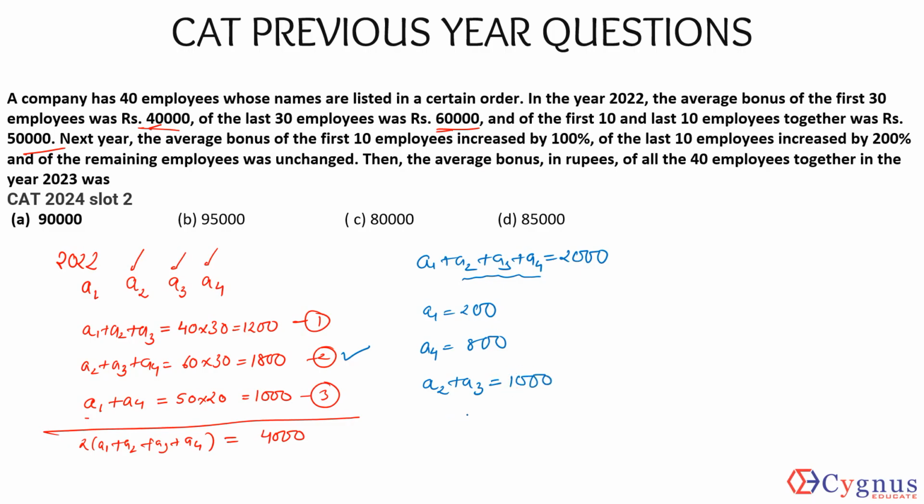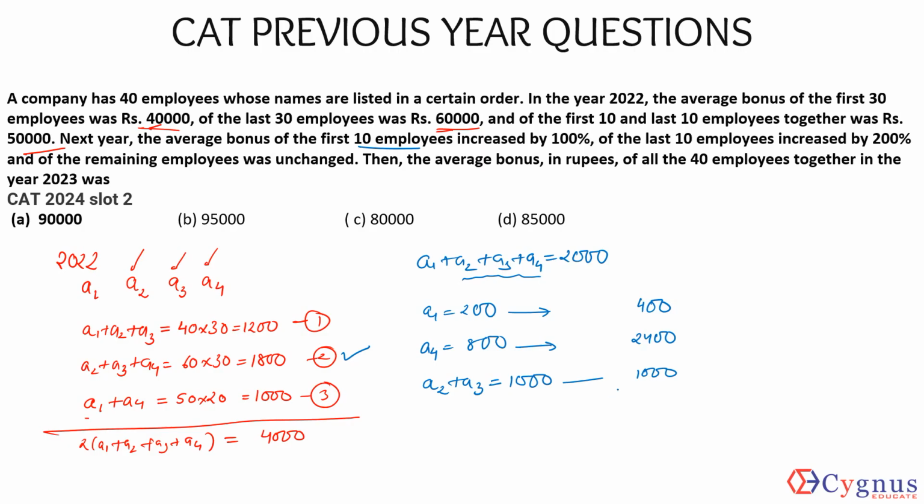Now, this was the data about 2022. What happens next year? The average bonus of the first 10 employees, A1, increases by 100%. That means now, instead of 200, it will become 400. The last 10 increases by 200%. That means it will become triple. 800 should become 2400. And the remaining people was unchanged. That means it will remain the same, 1000.